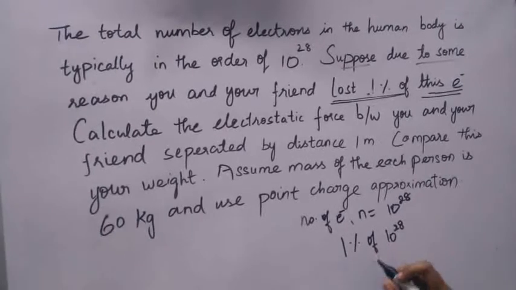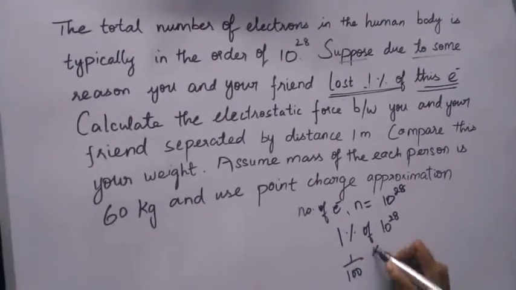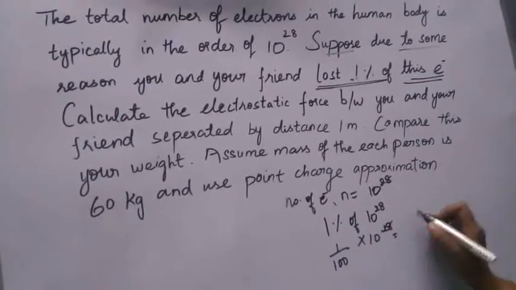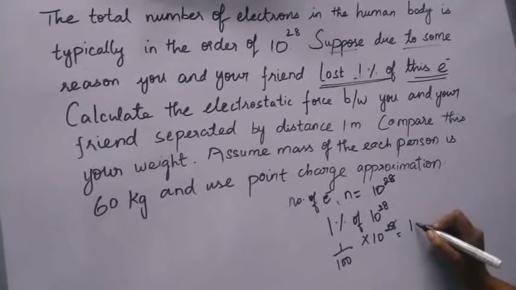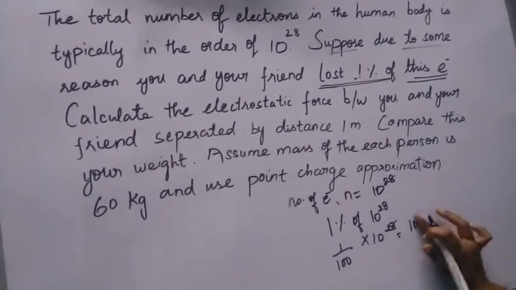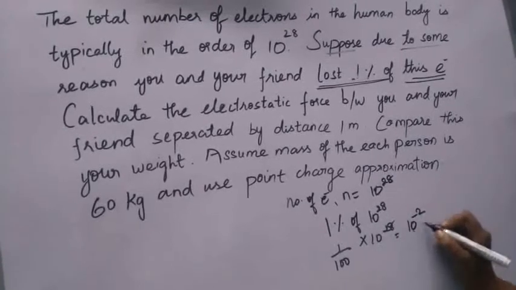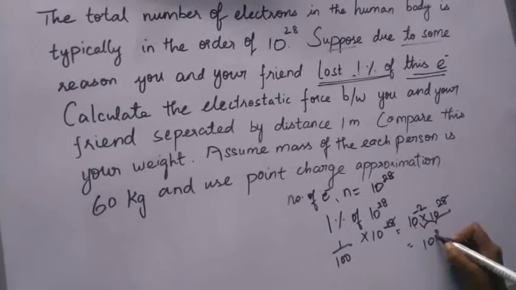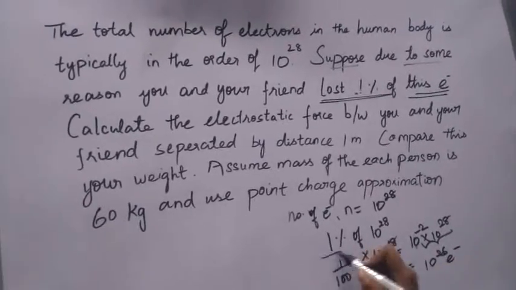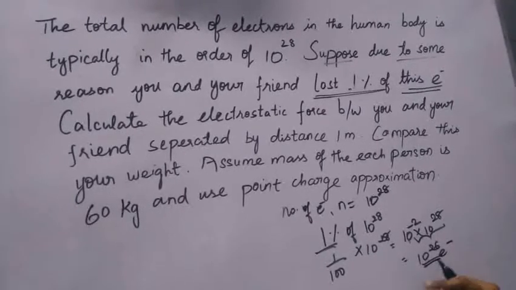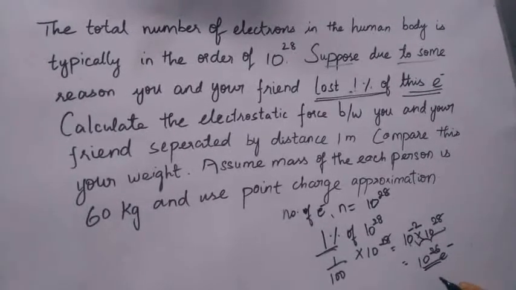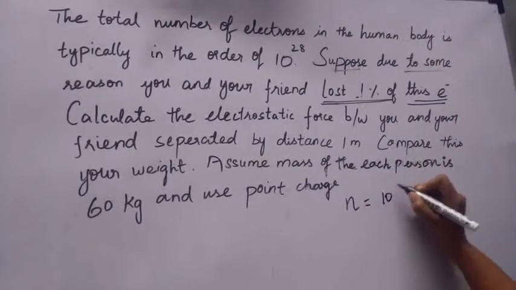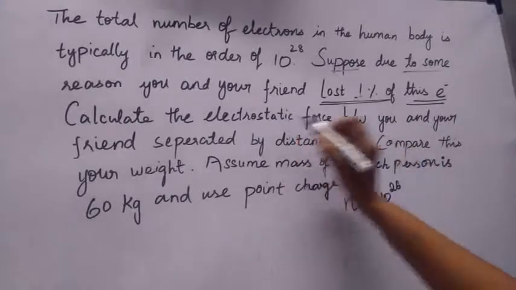You can write this 1% as 1 by 100 of this 10 to the power 28. So this can be written as, bring this 100 to the numerator, it is 10 to the power minus 2 into 10 to the power 28. When you add up the powers, it becomes 10 to the power 26 electrons. So this 1% of electron lost is 10 to the power 26. So we have found the number of electron value to be 10 to the power 26 after losing this 1% of electrons.